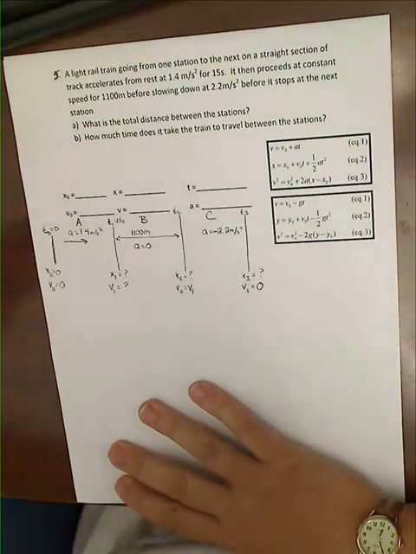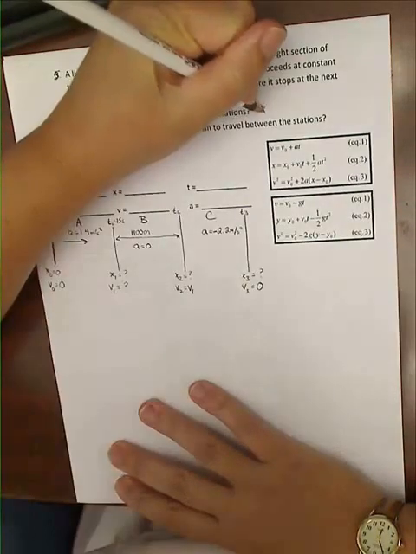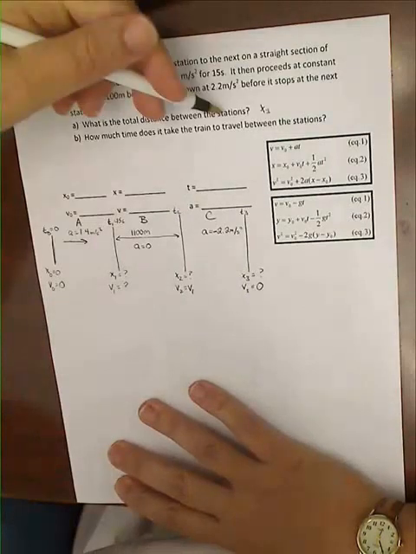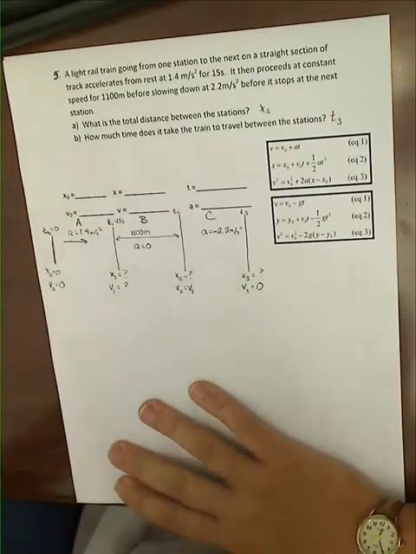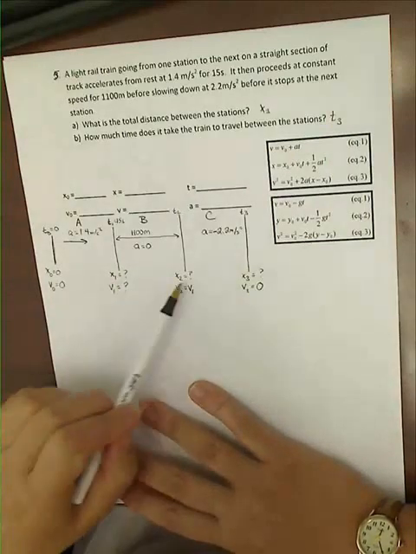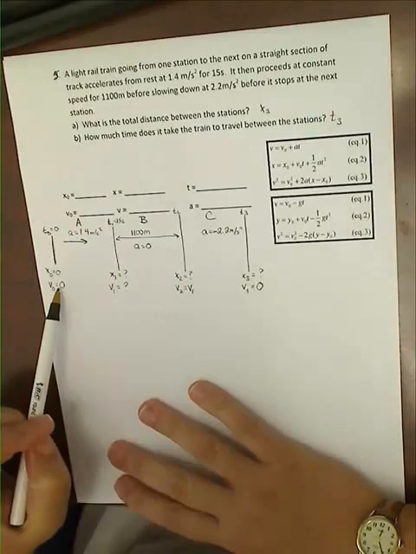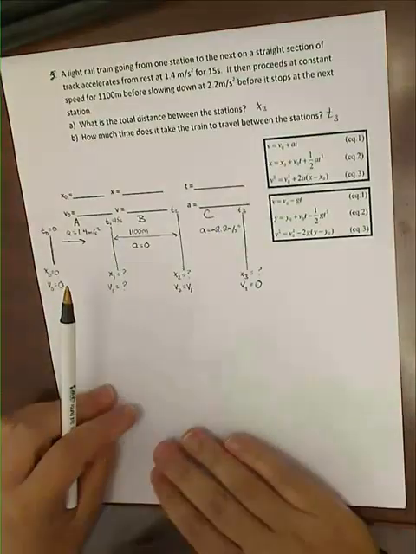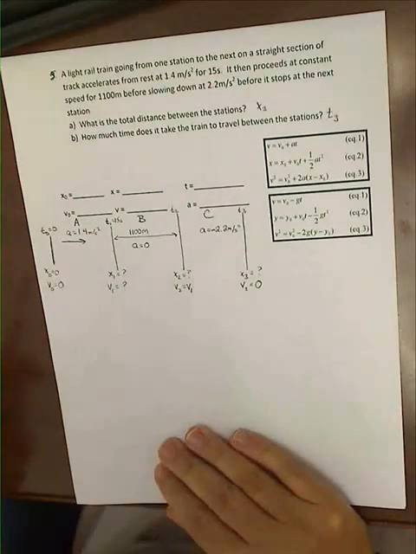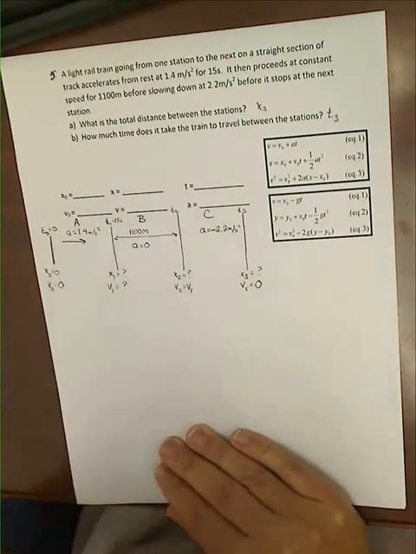So what is it that we want to solve in this problem? We want to know the total distance between the stations. That's going to be x3, so they're asking us to find x3. And how much time does it take? So it wants us to find T3. How are we going to do it? To get position 3, I'm going to have to find the position at each of these stages and add them all together. And for the time, I'm going to have to find out how much time it takes to go the whole length. So basically we have to do what we did in the previous problems, just 3 times. We have to solve it once at T1, once at T2, and once at T3.